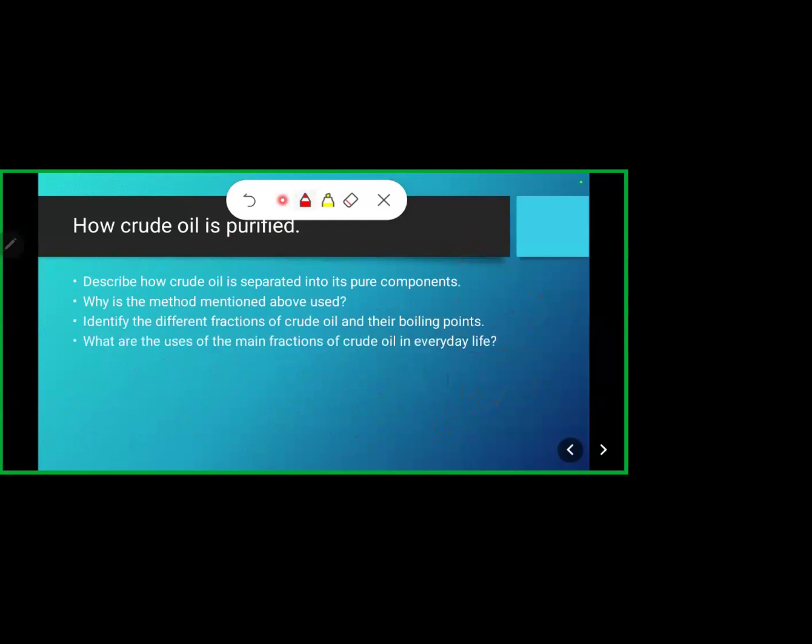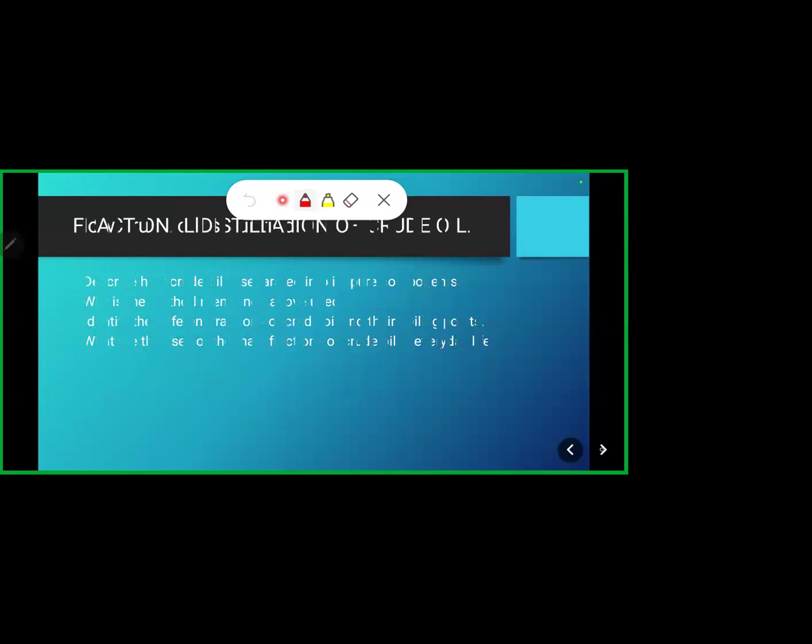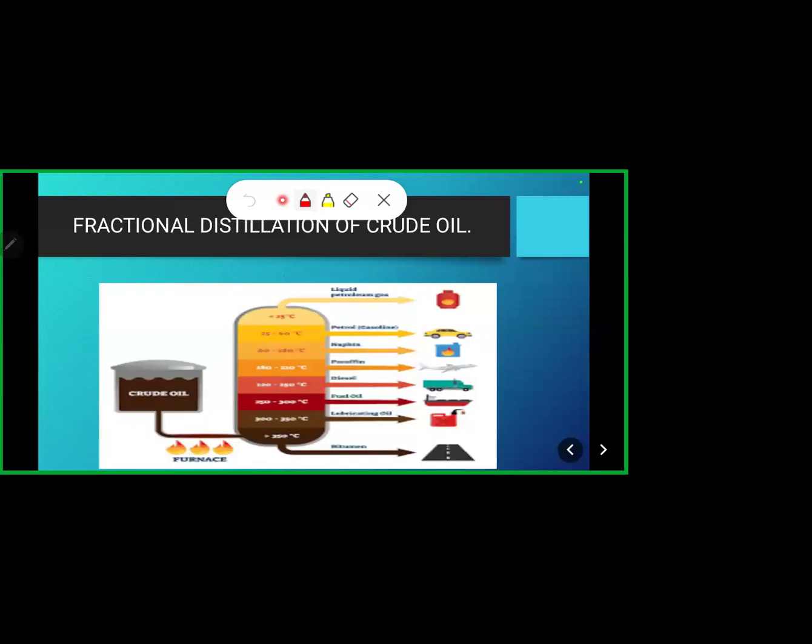So we've answered these. We've said, describe how crude oil is separated into its pure components. Of course, that is the fractional distillation process. And then the method used is fractional distillation, and the different fractions, we've mentioned them. And then, of course, the uses you're going to tell me after we've explained using this diagram.